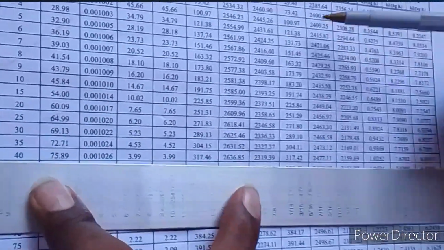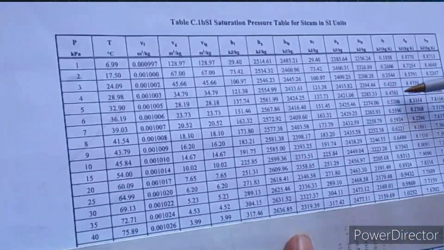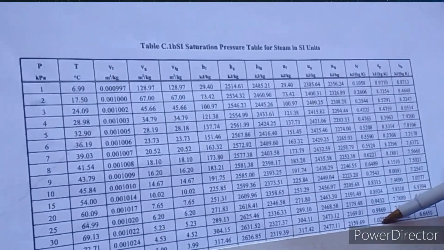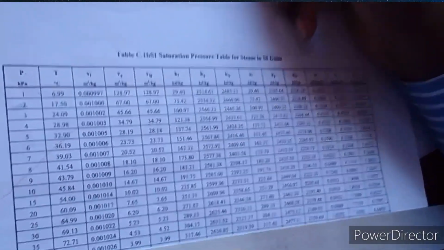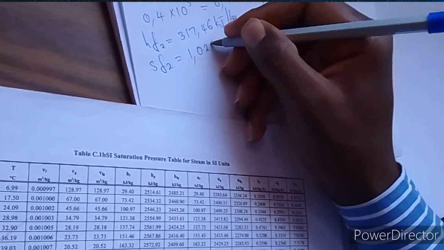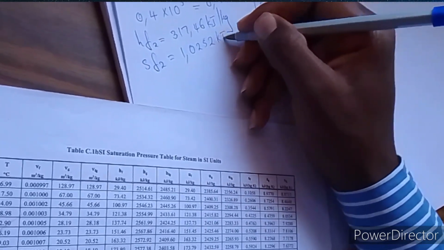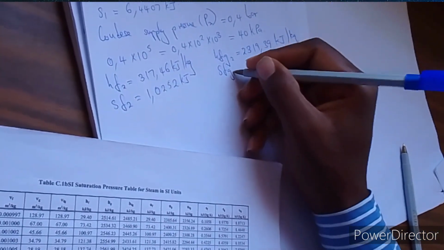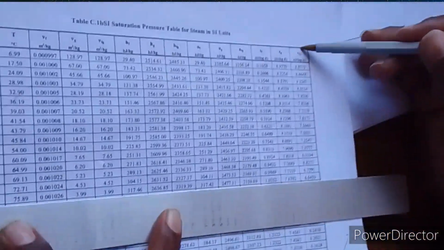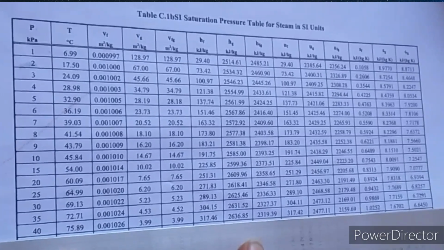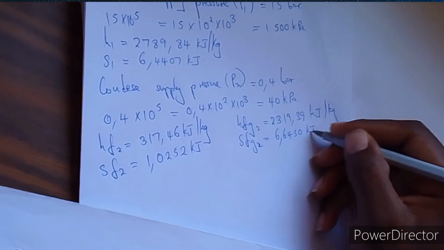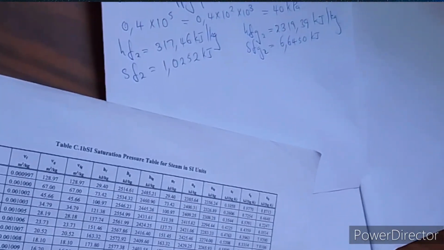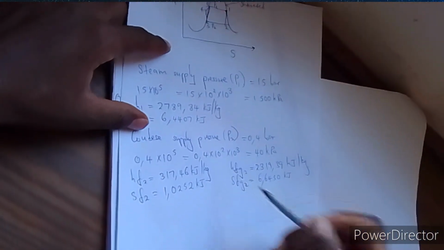So SF of 40 here, you have to make sure that your ruler is in a straight line, so that you're going to write the correct number. So here we're going to get 1.0252 kilojoules. Then we also have to find SFG2. So SFG2, we're going to take 6.64 kilojoules. So after having this information, now you have to find H2.